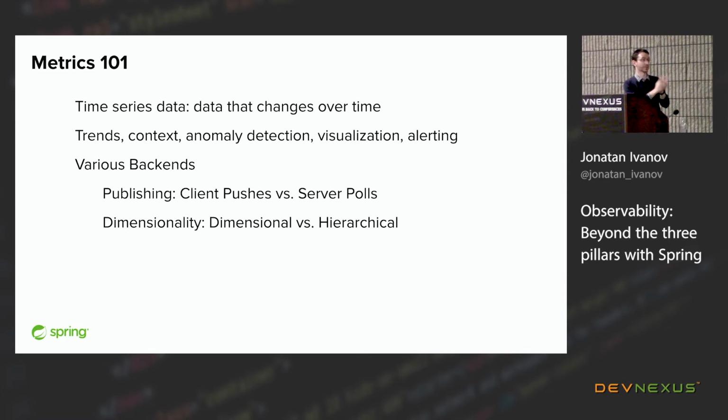Okay, so Metrics 101. Metrics is basically about time series data. And time series data is basically data that can change over time. You have a data point, and 5 seconds later you have another data point, another one, and so on.